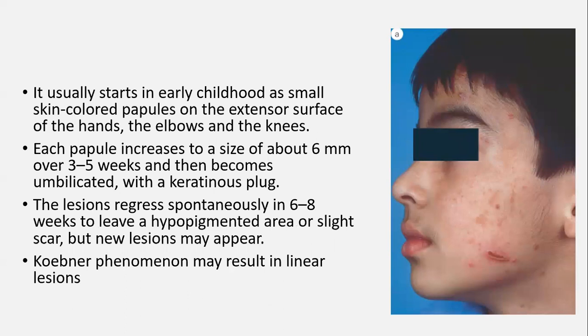It usually starts in childhood as a small skin-colored papule on the extensor surfaces of hands, elbows, and knees. Each papule increases to about 6 millimeters over 3 to 4 weeks, then becomes umbilicated with keratotic plaque. The lesions regress spontaneously in 6 to 8 weeks and leave hypopigmented areas or slight scar, but new lesions keep on appearing. Koebner phenomena may result in linear lesions.